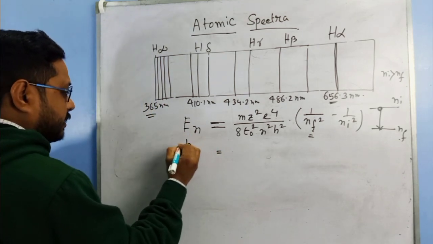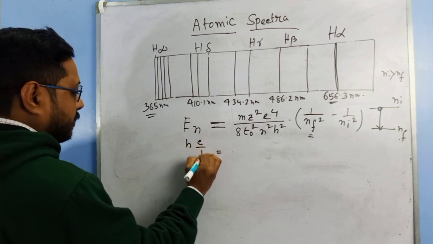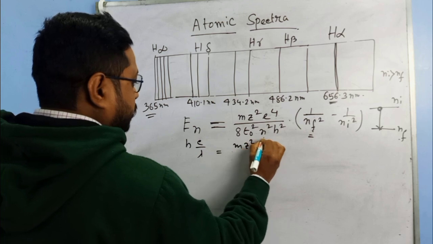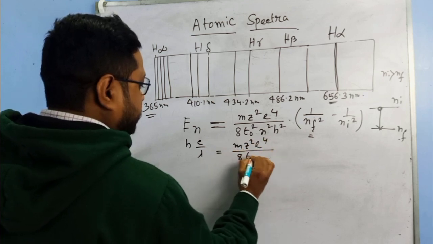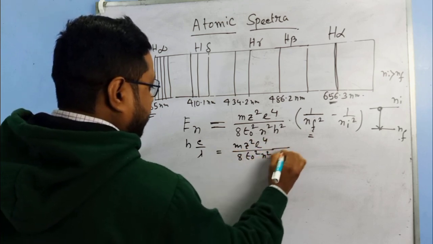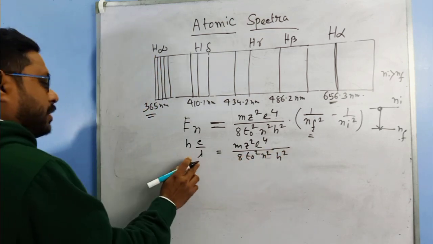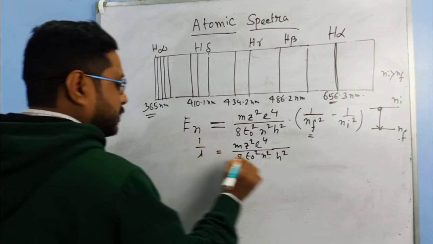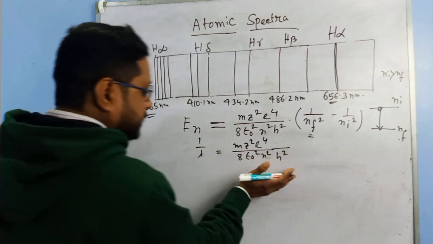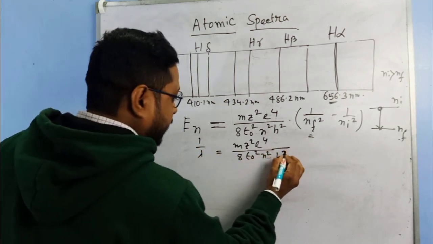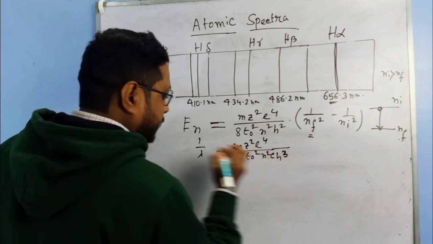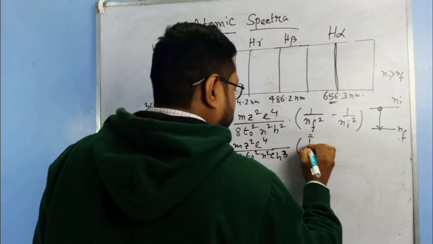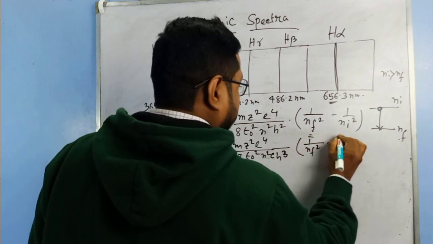Now this is equal to hc by lambda is equal to m z square e to the power 4 divided by 8 epsilon square n square h square. Now if we take 1 by lambda, then h by c is divided through this side. That is, h by c is divided, then this term will be h cube, and one c comes here. This term is considered as the Rydberg constant.